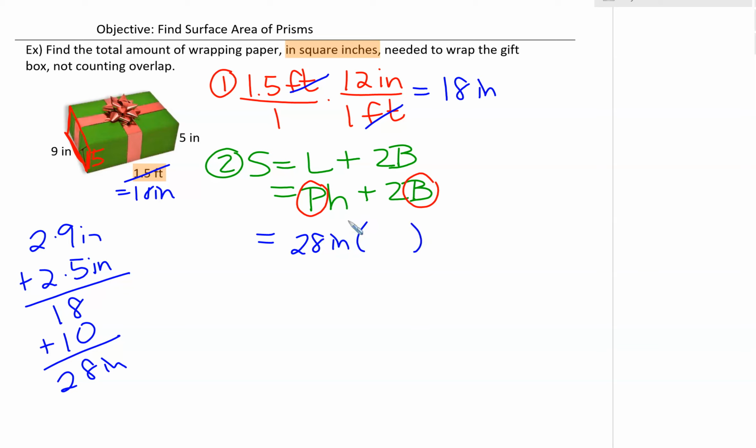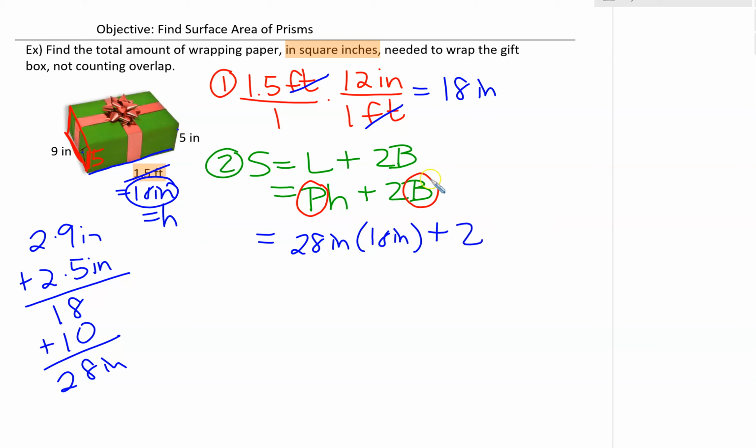Then I multiply that times the height of the prism. And remember that height of a prism, very important, is not always up and down. It's by definition the measurement from base to base. So because of my choice to use the left and the right rectangles as my bases, the height becomes the measurement from the left to the right, which makes my height this 18 inches, like so.